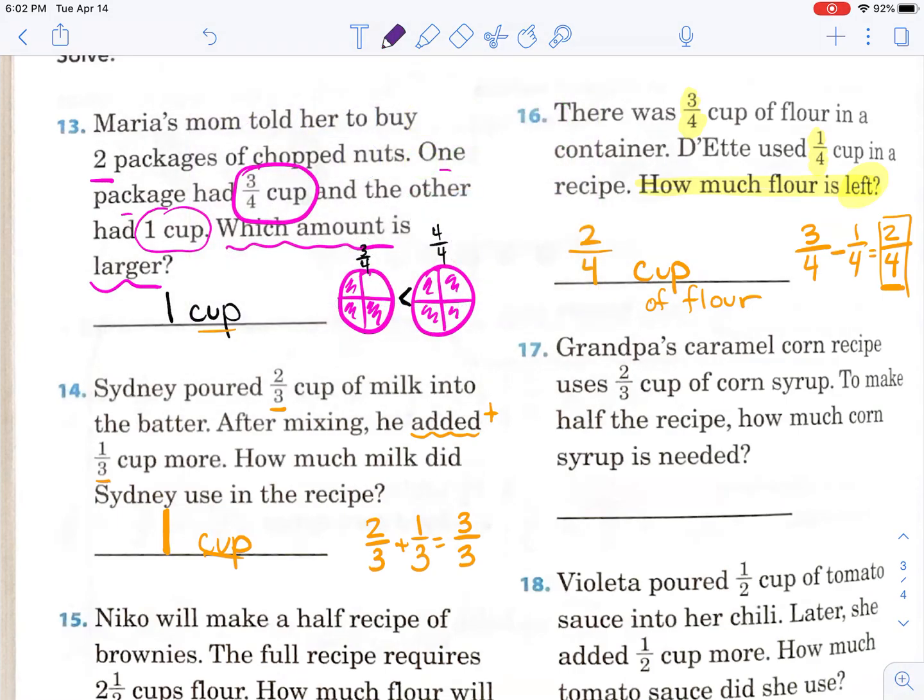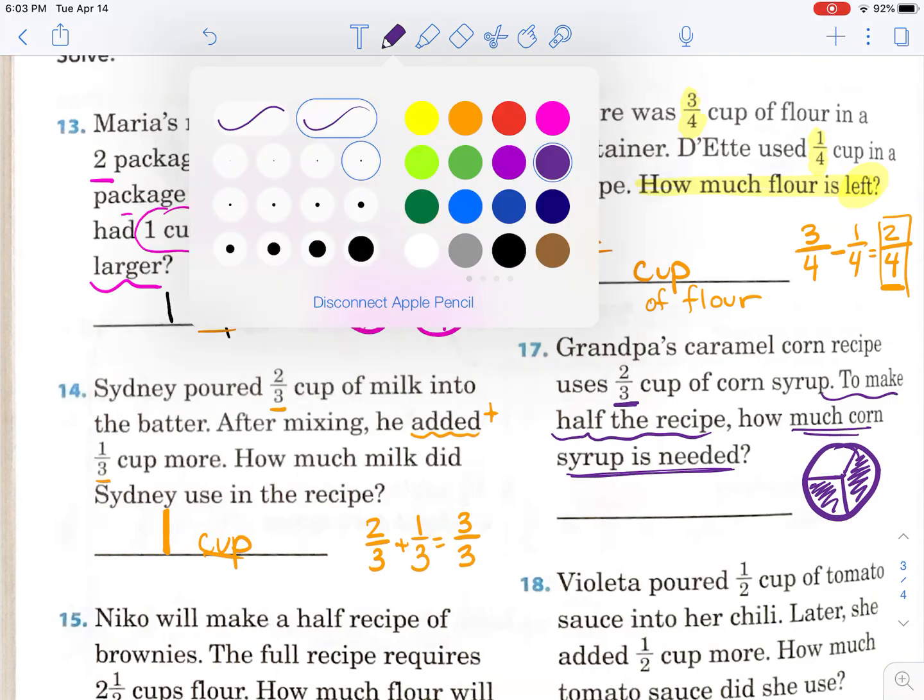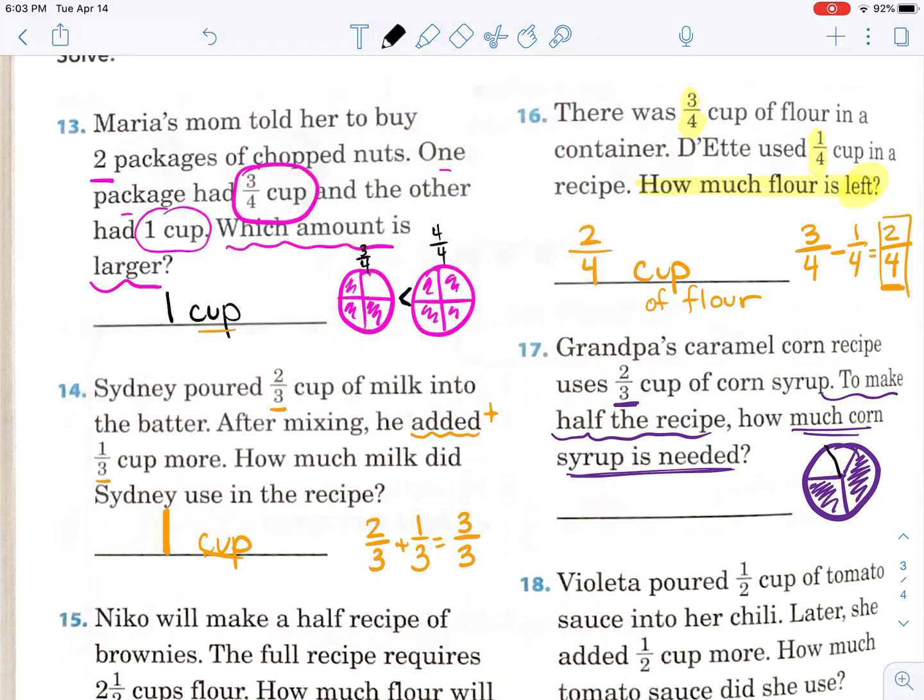Number 17. Grandpa's caramel corn recipe uses 1/3 cup of corn syrup. To make half the recipe, ooh, that's what we just did. To make half the recipe, how much corn syrup is needed? Okay, so we are going to do that again. We have 2/3 cup of corn syrup. Do you see that? I can't split that evenly, so I need to double that. 2/3 becomes what? 4/6. Do you see that?